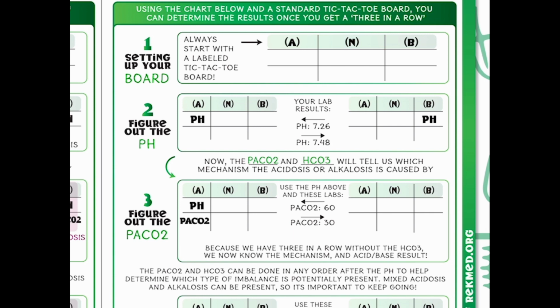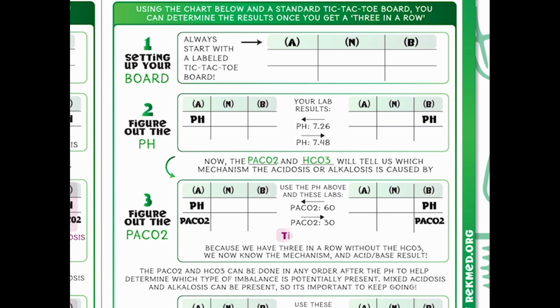And for our other patient here on the right, we have a PaCO2 of 30. Well, we remember from above, their pH was in the B column because their pH was a 7.48. So now that we have a PaCO2 or carbon dioxide of 30, this is low. So we don't have a lot of carbon dioxide present. So this is going to be basic or alkalotic, so we're going to put our PaCO2 also in our B column.